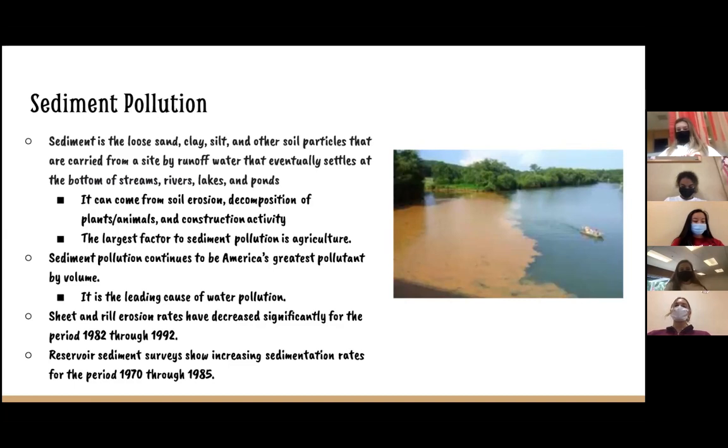Sediment pollution continues to be America's greatest pollutant by volume. It is the leading cause of water pollution. Sheet and rill erosion rates have decreased significantly for the period 1982 through 1992, and reservoir sediment surveys show increasing sedimentation rates from the period 1970 through 1985.